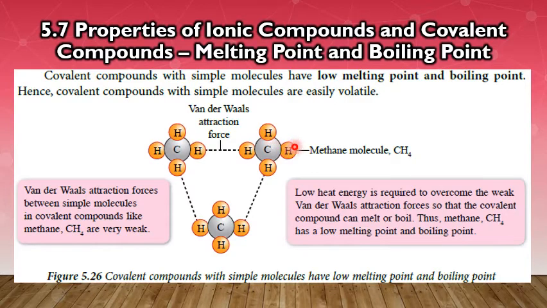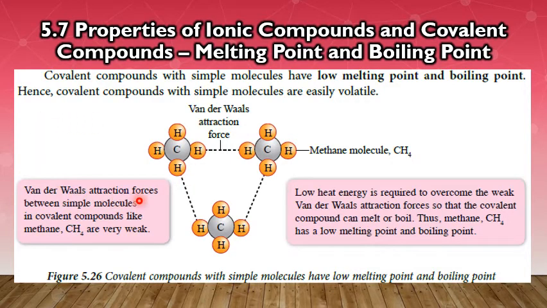So what about covalent compounds? Covalent compounds with simple molecules have a low melting point and boiling point. Hence, covalent compounds with simple molecules are easily volatile, easily turning to vapor. So in the figure, covalent compounds with simple molecules have a low melting point and boiling point. Why? Look at the explanation.